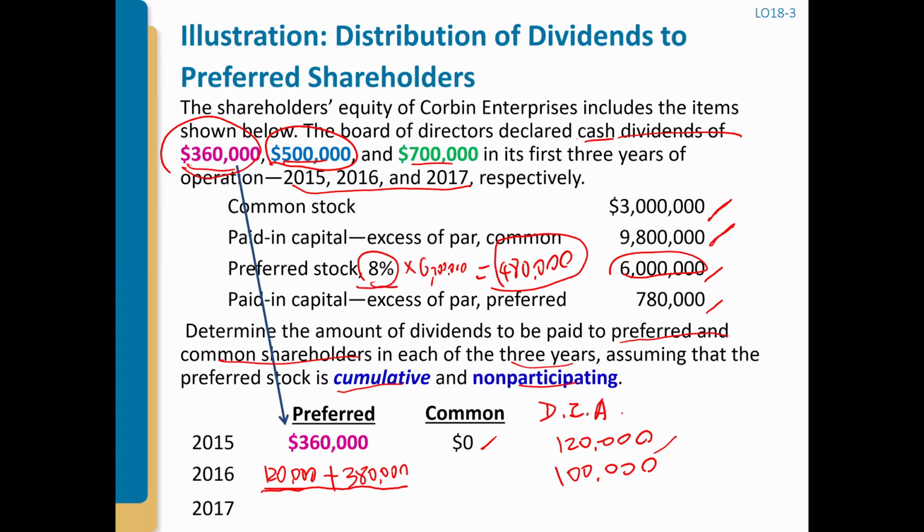Okay, so then how about the common stock? Nothing, right? Because you can't even take care of preferred stock. So you cannot pay for common stock.